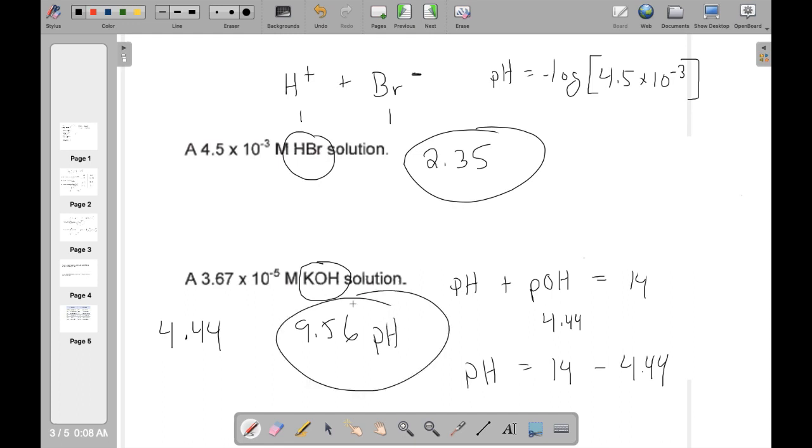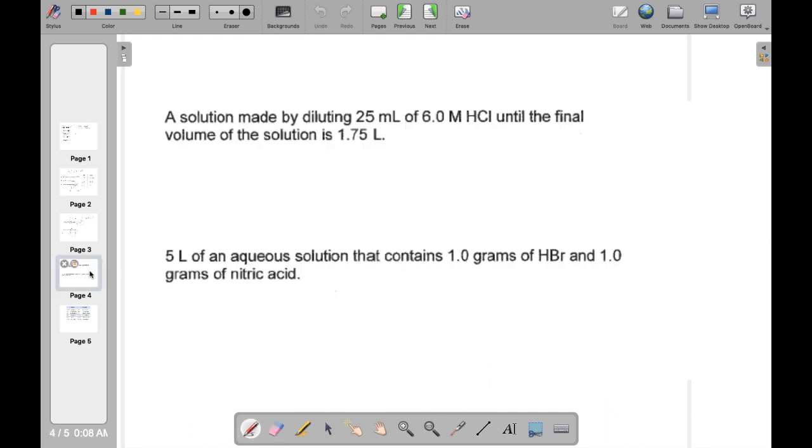Now let's ask ourselves a basic question. This is over 7, so that means this is a base. It tells me it's a base right here, so this does make sense. Okay, we're making some progress. Let's move on down. They had a couple of harder questions in the packet to kind of see if you're paying attention. Let's do those now.